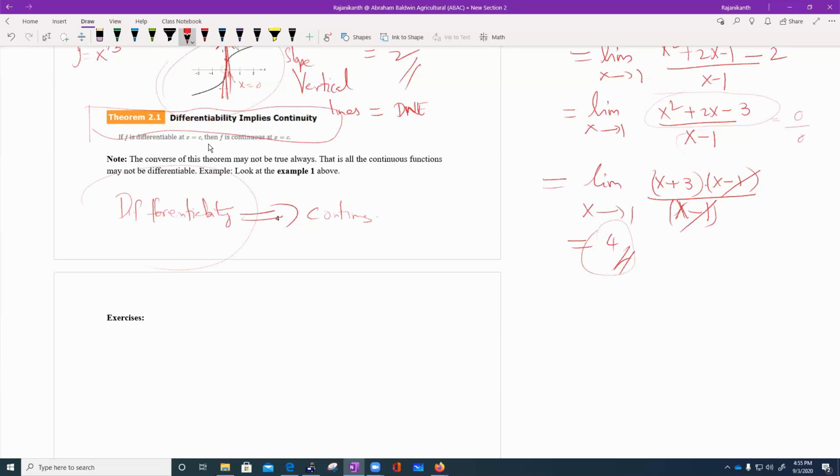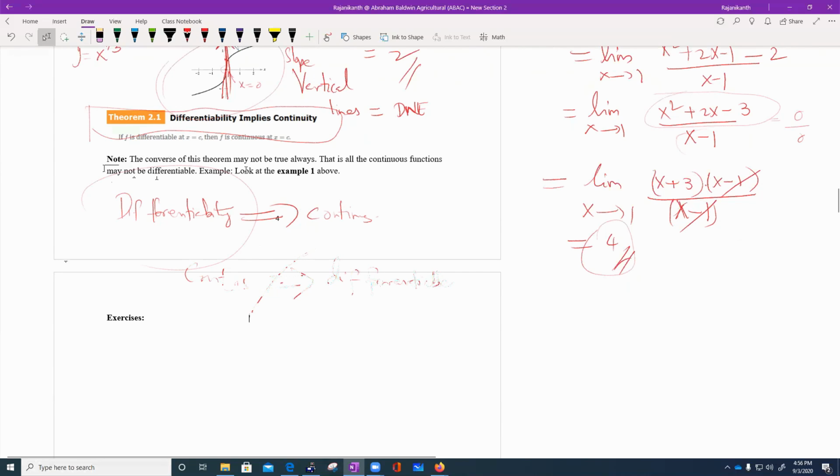Okay. But the converse is not true. All continuous functions are not differentiable. This is not true in general. This side is not always true. Only one side is true. That is what the note is there.